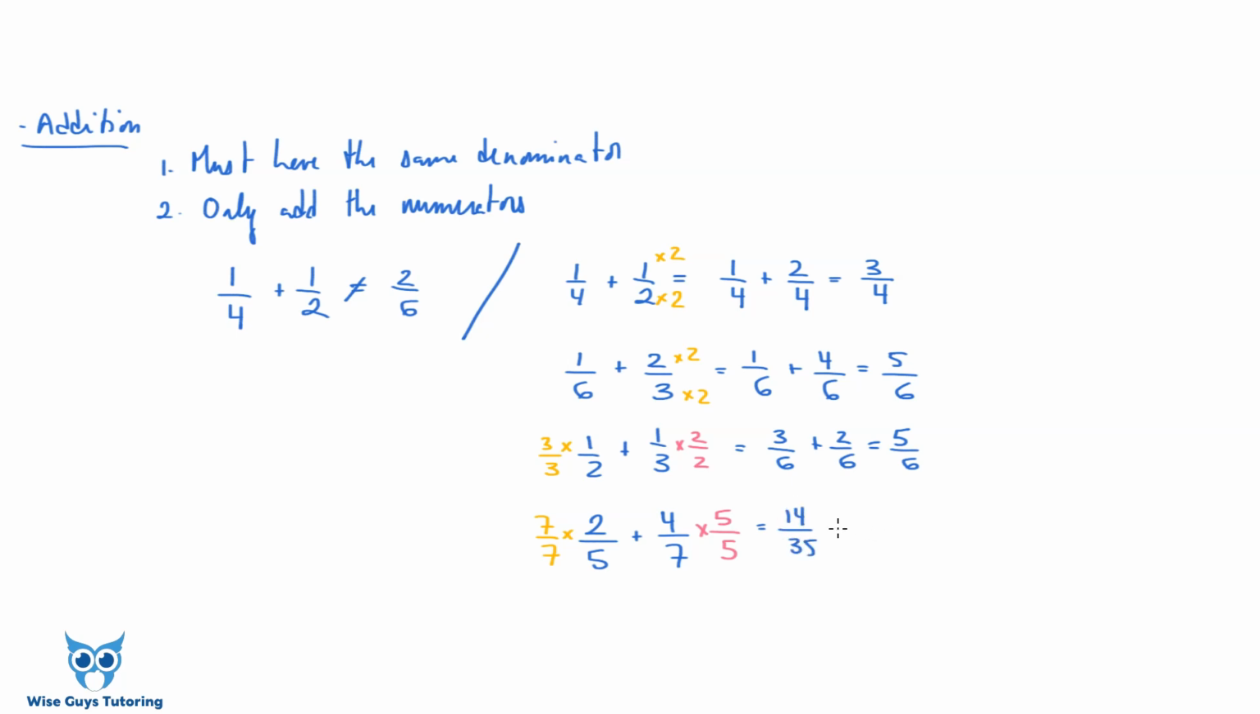We're creating these equivalent fractions, right? We're not changing anything at all. We're just changing the shape of it, if you like to think of it that way. So this will give me 34 over 35.